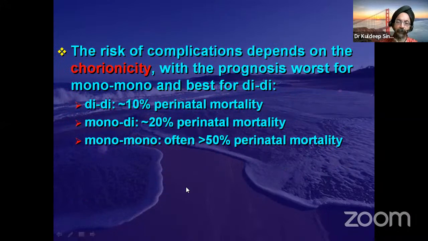The risk of complications depends on the chorionicity. Prognosis is worse for mono and best for dichorionic diamniotic. 10%, 20%, more than 50%. So we need to be very watchful.